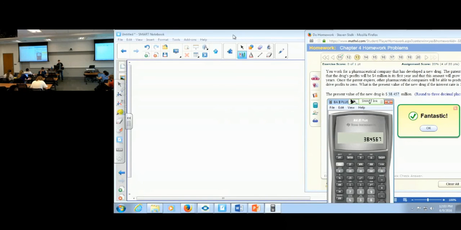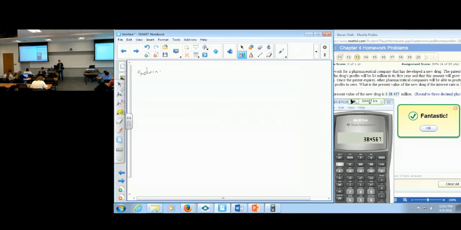All right, let's start by solving for R. Let's look at the chapter 4 homework, number 14.